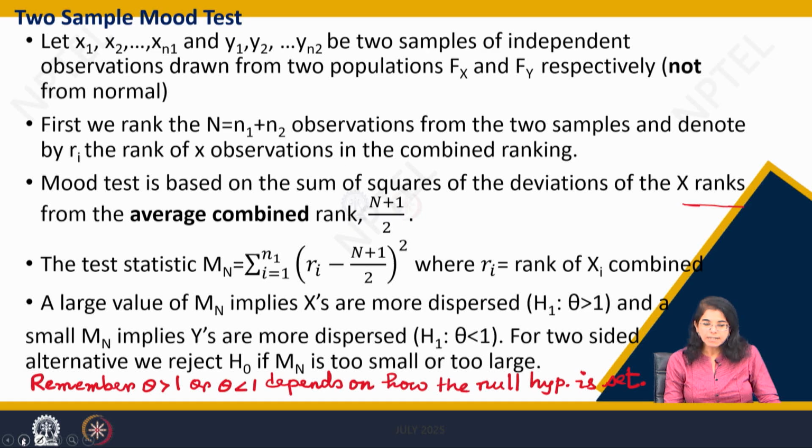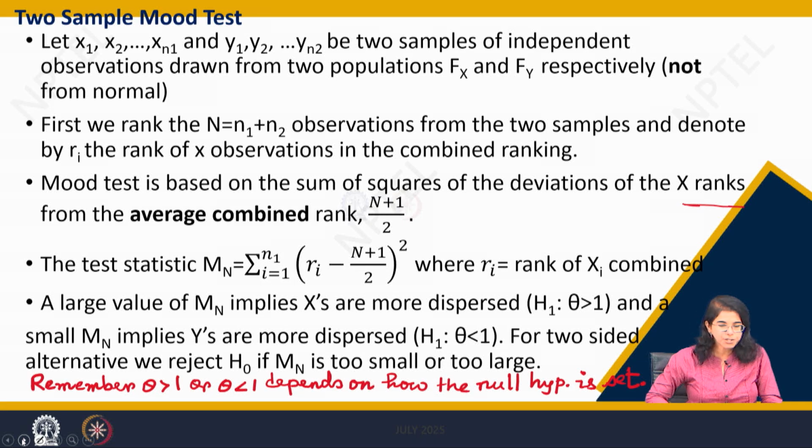One particular non-parametric scale test, which is also a non-parametric analog of the F-test under the parametric setup, where you test H0: σ1² = σ2², clear? That is the Mood test. It is a widely used non-parametric scale test, a two-sample non-parametric scale test.